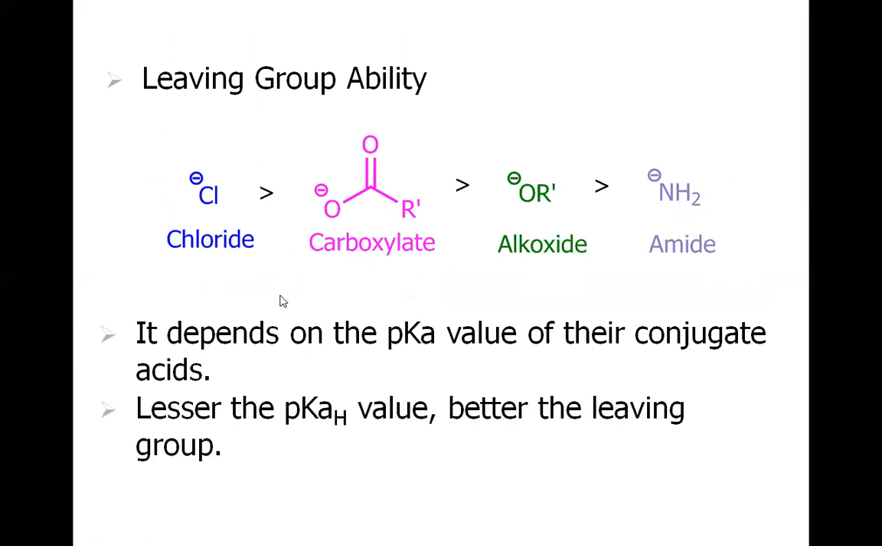So the lesser the pKaH, the better the leaving tendency. With pKaH, it means the conjugate acid's pKa, the pKa value of their conjugate acid. So HCl has the lowest pKa because it is the most acidic, and ammonia has the highest pKa because it's the least acidic. In fact, it is not acidic at all. Rather, we consider it to be basic. So that is why chloride has the most leaving tendency, followed by carboxylate, then alkoxide, and then amide.